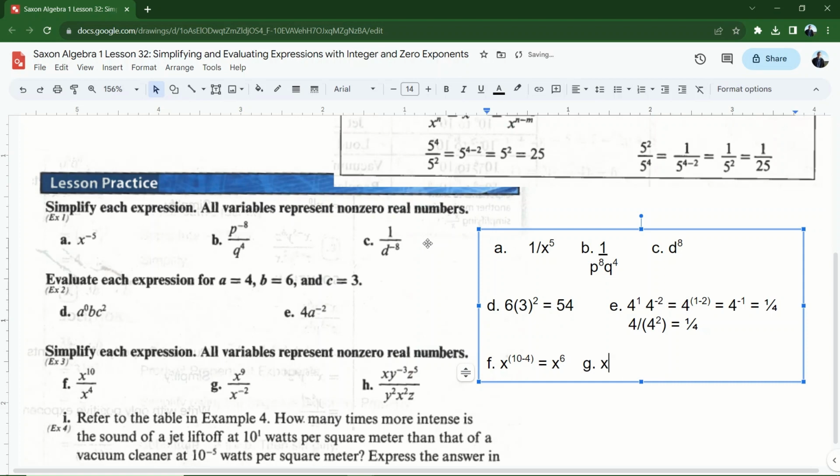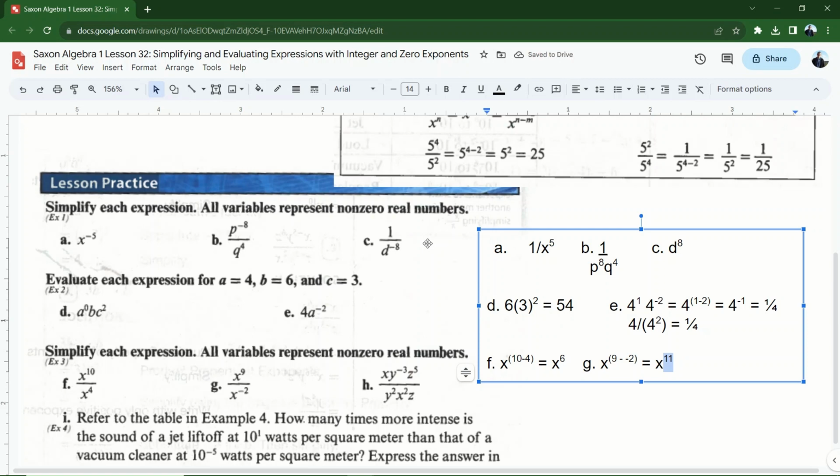So here I have x to the 9th over x to the negative 2. So it's going to be x to the 9 minus negative 2, because I'm subtracting my exponents. What is 9 minus negative 2? 9 minus a negative is plus. So it's going to be x to the 11th.